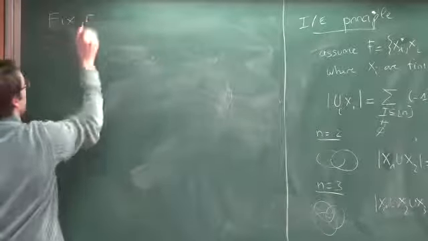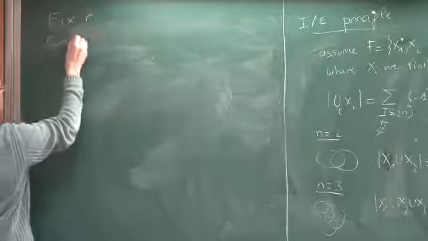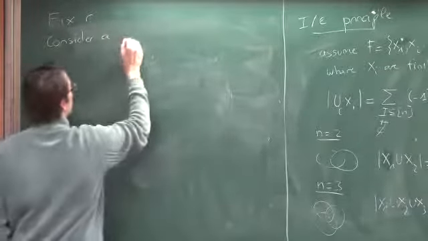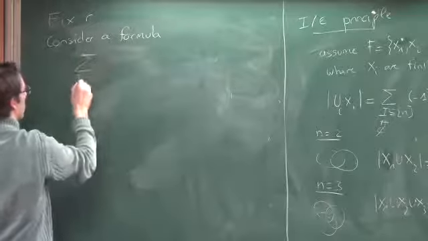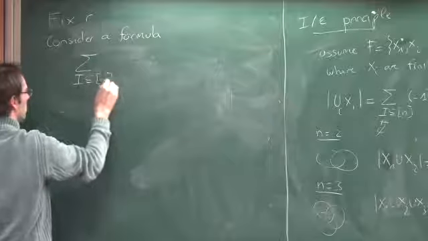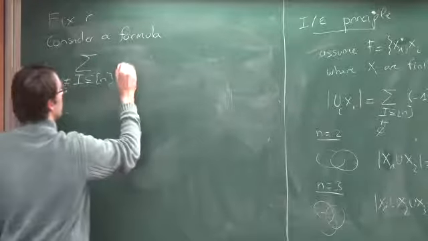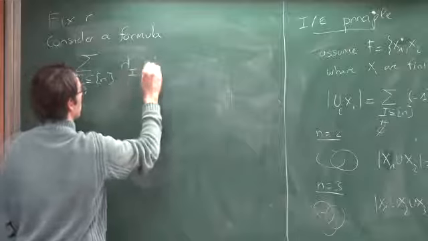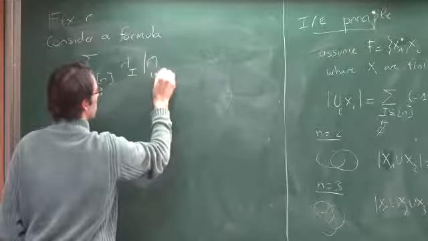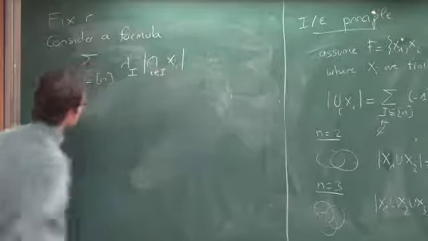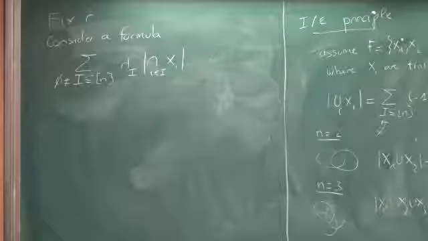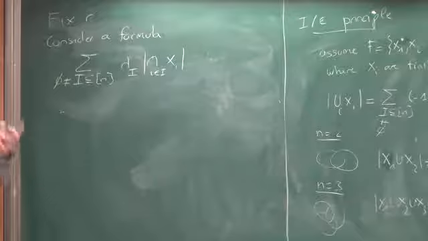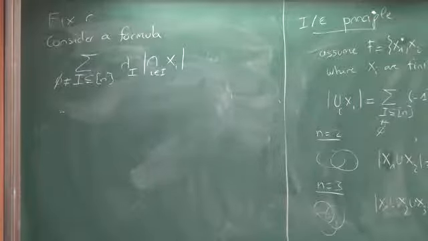So fix r, consider a formula of the type sum for all I in n of some lambda I times the size of the intersection of the xi. So how far can this be from the size of the union? In the worst case, when I'm allowed to design the family after fixing the coefficients.